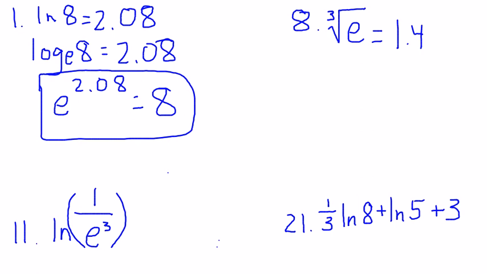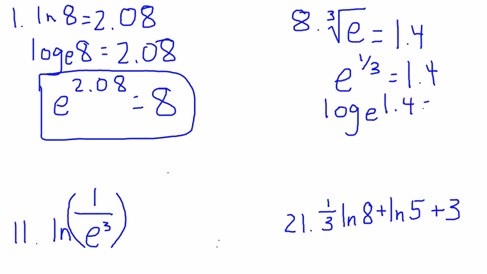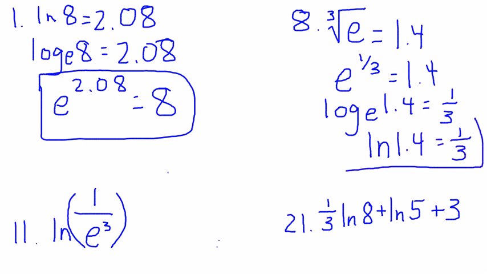On this one, write it as an exponent. So the cube root is the same as to the 1/3 power. So now, if we write it in logarithmic form, it's log base e of 1.4 equals 1/3, but don't leave log base e in your final answer because people will laugh at you. So it's the natural log of 1.4 equals 1/3.